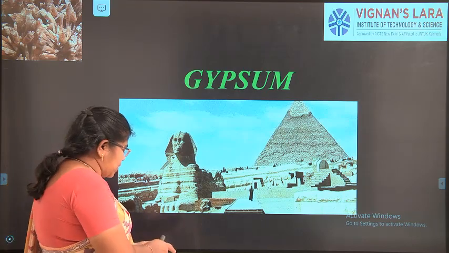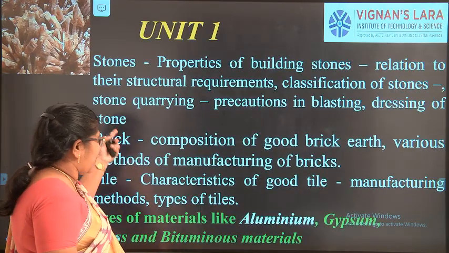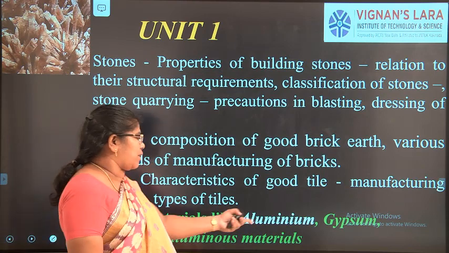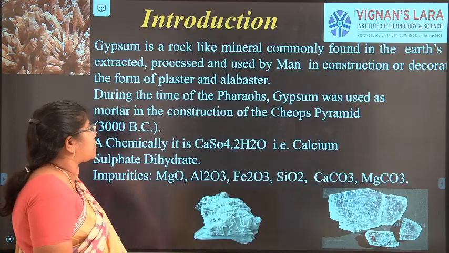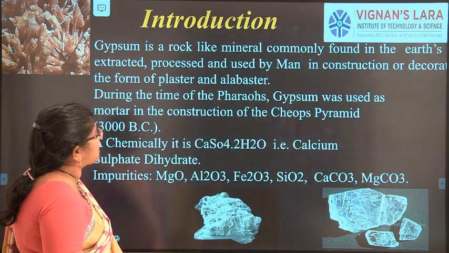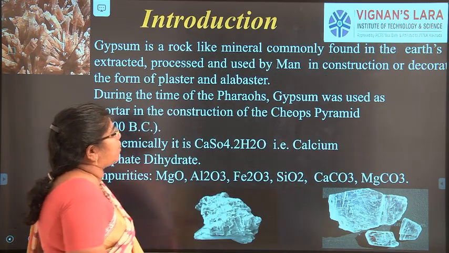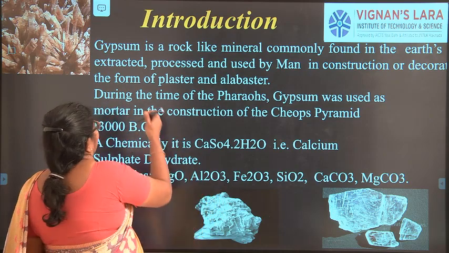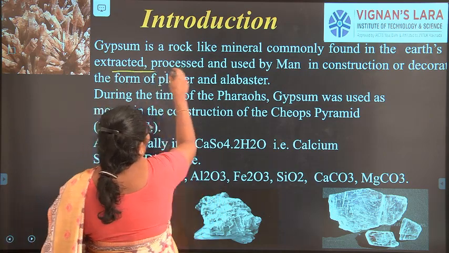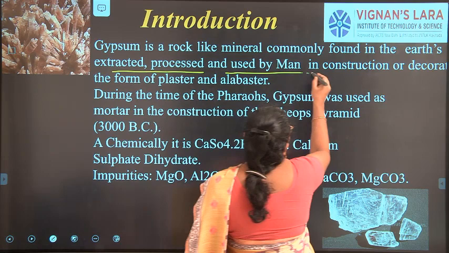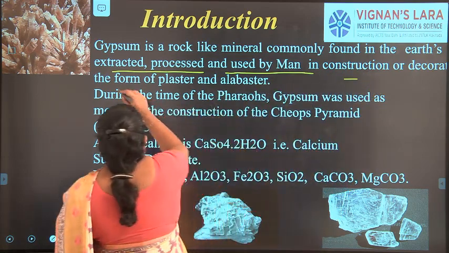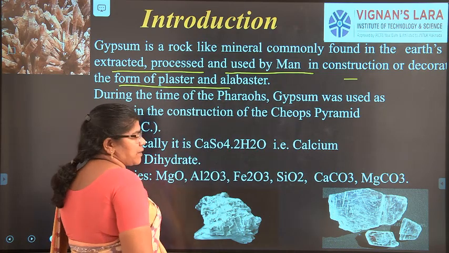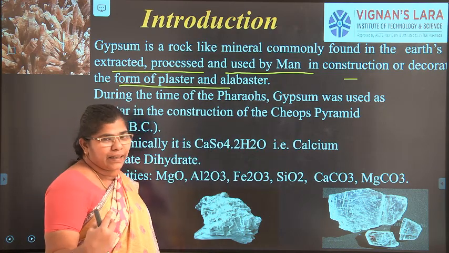Next you will see about this. I told you the unit 1, we had aluminium last class. This time we have to see gypsum, glass and bituminous materials. So gypsum is a rock-like mineral commonly found in the earth, extracted, processed, and used by man in construction and decoration in the form of plaster and alabaster. It is a binding material.